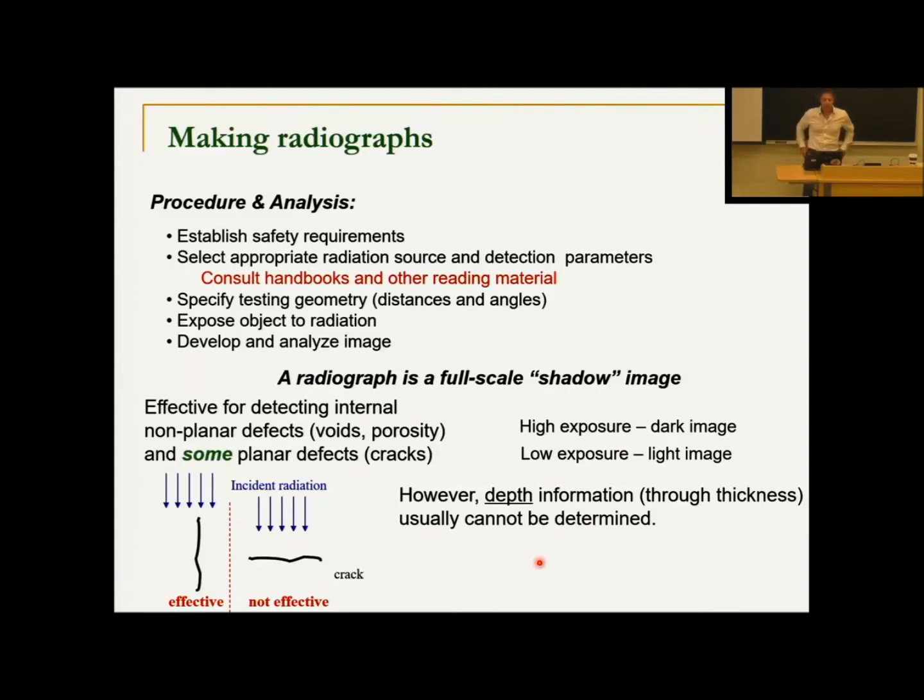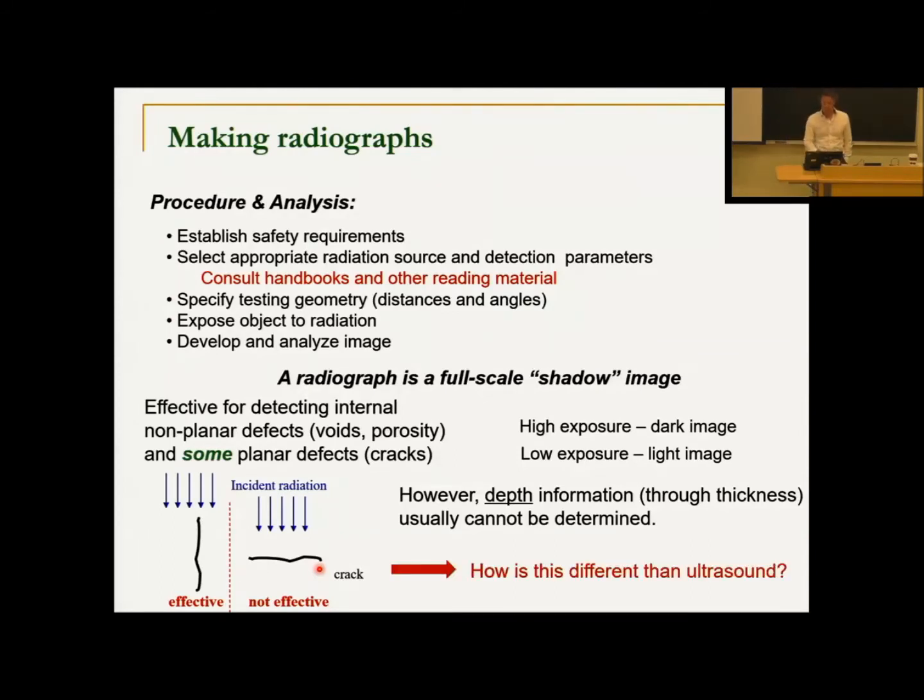And the other thing is that the orientation of a crack, for example, affects the ability to be detected by X-ray. So when the radiation path is parallel to the crack, it's very effective in finding that crack and indicating it as a change in density. But when the crack is perpendicular to the radiation beam, it's very difficult for X-ray to see that. So X-ray for cracks has a directional dependence.